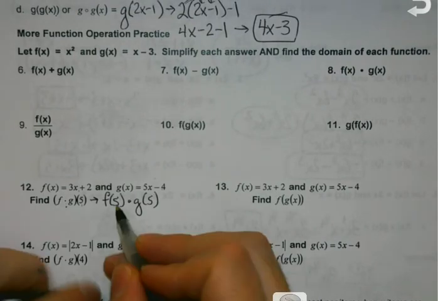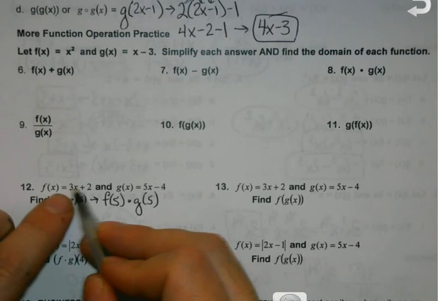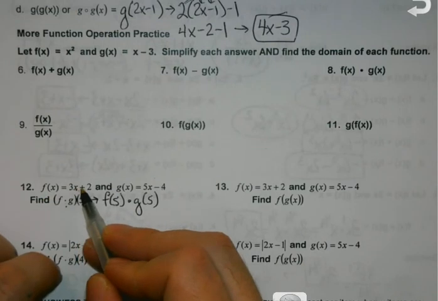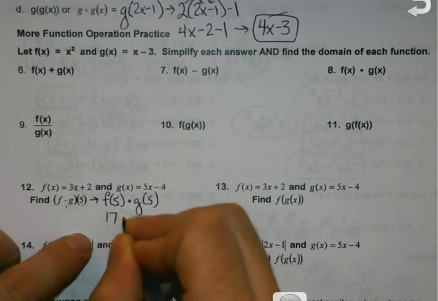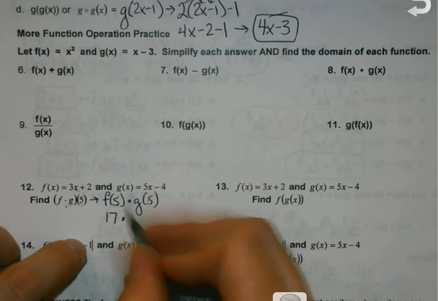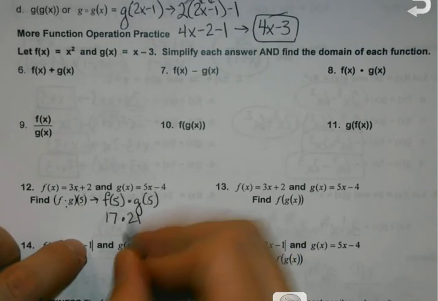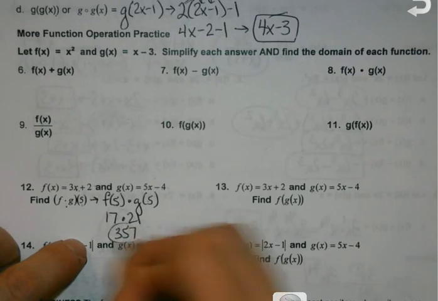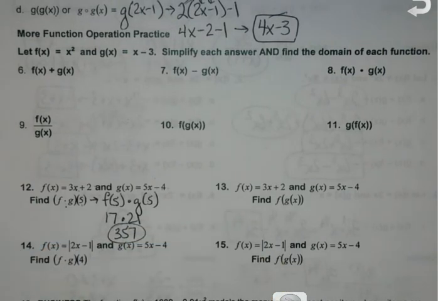So like f of 5 would be 3 times 5, which is 15, plus 2, which is 17. And here, 5 times 5 is 25, minus 4 is 21. And multiplying together. Both ways will get you to the same answer. But again, as you do any of these, you just have to be watching for certain things.